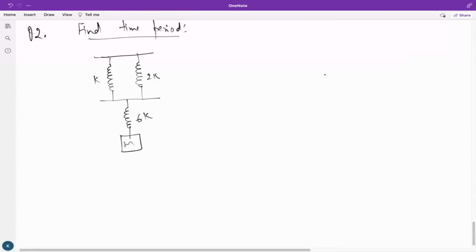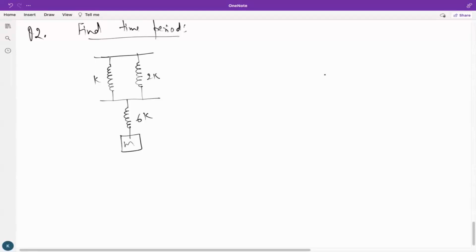Again, my suggestion is that this is actually an easy question. You have already dealt with resistor combinations, so you can easily solve this problem, right? You just have to convert this whole system into a single spring block system by finding k equivalent, and then apply the 2 pi root under m by k equivalent formula for the time period. So just solve it. Otherwise, I'm going to solve it too.